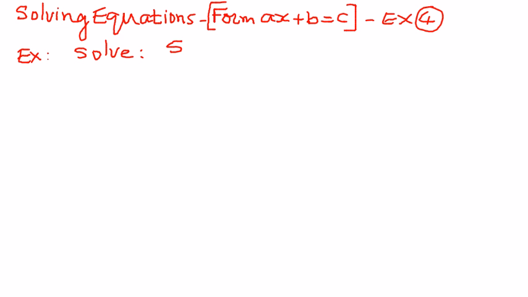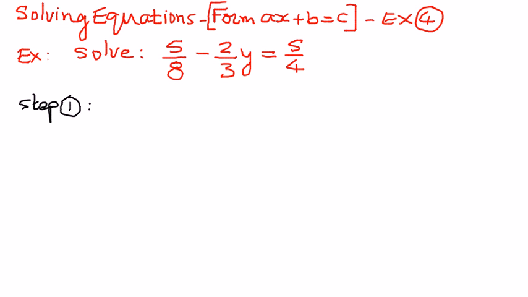So the problem we have is 5 over 8 minus 2 over 3y is equal to 5 over 4. And let us break this down into these different steps.